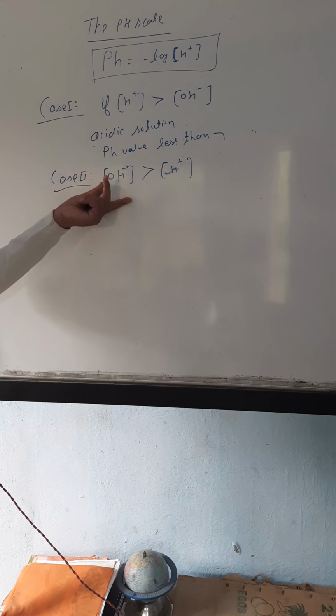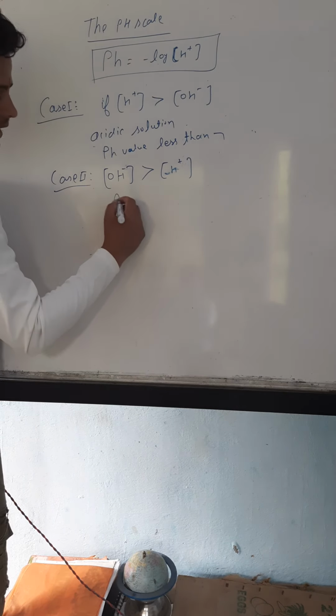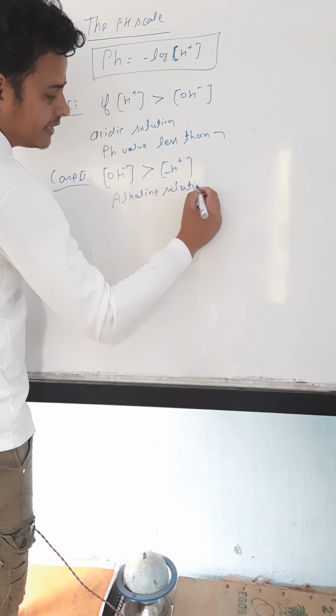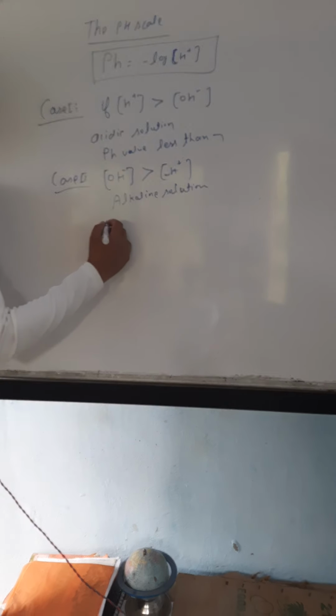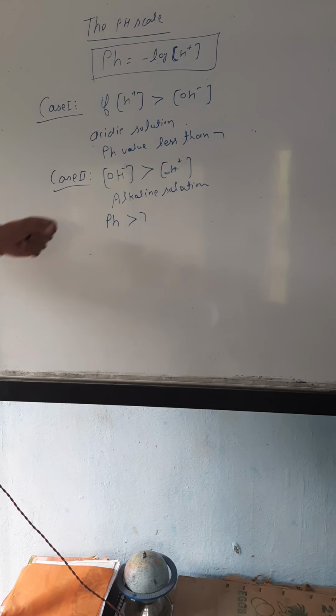Any solution or compound which is giving OH negative ions in its solution, we would call such a compound basic in nature. It means the OH negative ions are more, so you would call such a solution basic in nature. We would call it an alkaline solution, or you can say basic solution also. Its pH value will be more than 7. Remember this, the pH value will be more than 7.